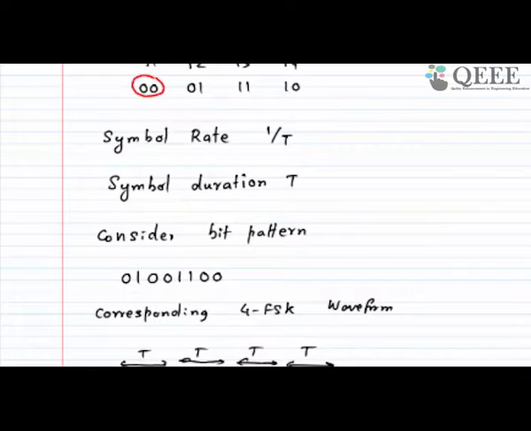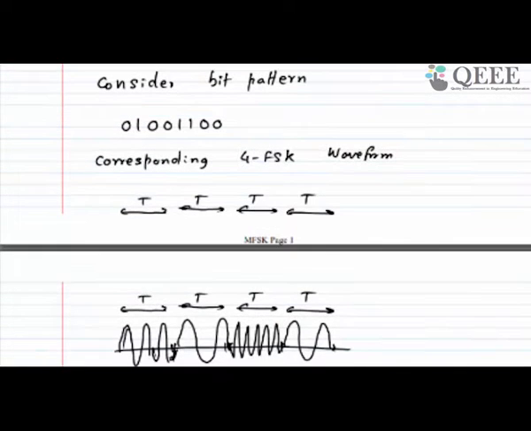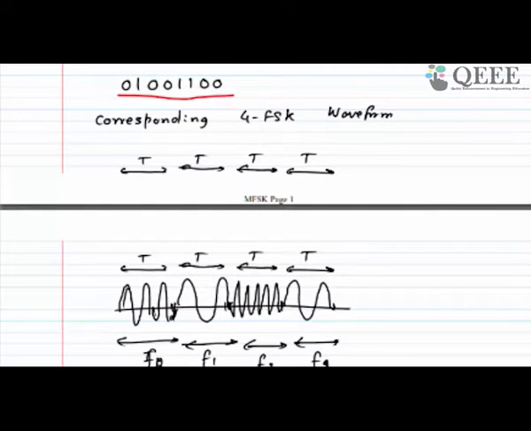So when you say symbol duration is t seconds, it means you send this cosine waveform of a particular frequency for t seconds, and then for the next t seconds you will send the next symbol value, based on the next pair of bits. Okay, so I am illustrating that with an example. Suppose you have this bit sequence to transmit: 0 1 0 0 1 1 0 0. Okay, so that is the bit sequence I am transmitting.